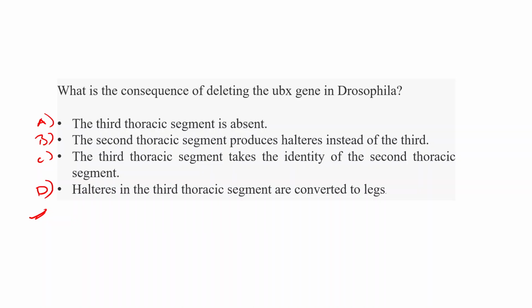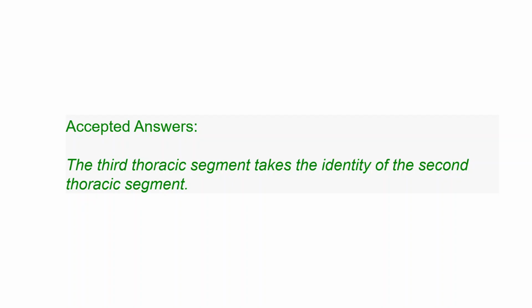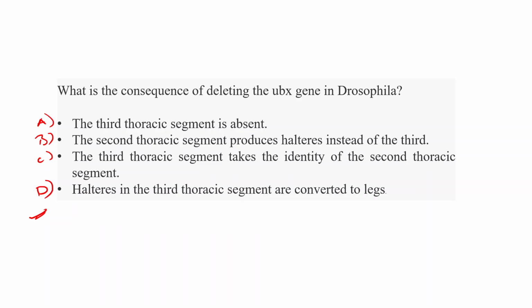So if UBX, that is ultrabithorax, is deleted, then what happens? T3 loses its unique identity and instead takes on the identity of T2. So as a result, instead of halters, the fly develops a second pair of wings, so that the fly has four instead of two wings. Okay, the correct answer would be the third thoracic segment takes the identity of the second thoracic segment. So is it clear to everybody what would be the answer?